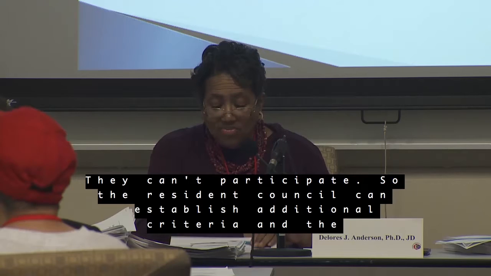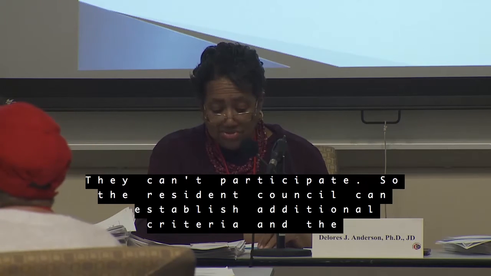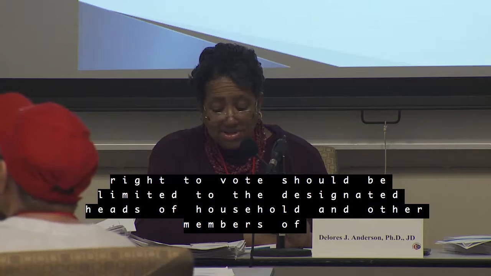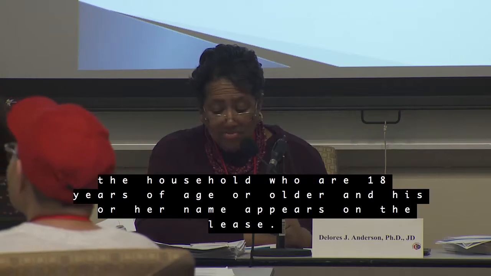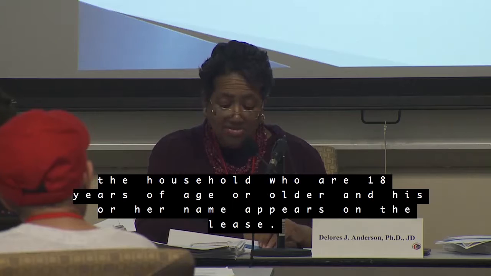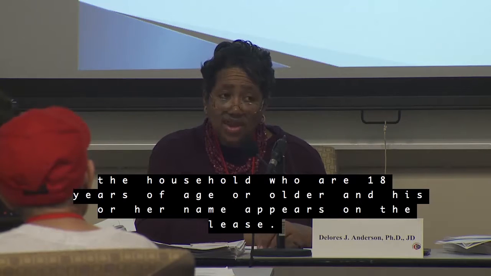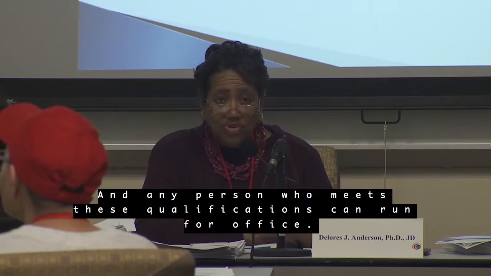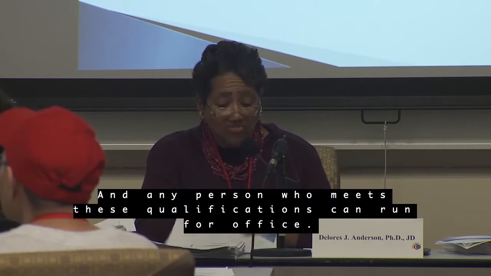So the resident council can establish additional criteria, and the right to vote should be limited to the designated heads of household and other members of the household who are 18 years of age or older, and his or her name appears on the lease. And any person who meets these qualifications can run for office.